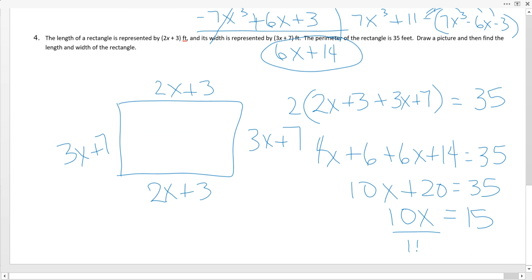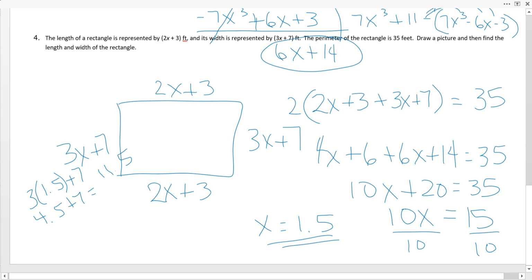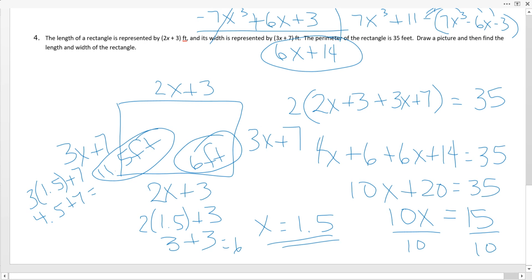Divide by 10. x equals 1.5. That's not what it asked for. So my width is going to be 3 times 1.5 plus 7. So it's going to be 4.5 plus 7 equals 11.5 feet. And then 2x plus 3 is going to be 2 times 1.5 plus 3. 3 plus 3 equals 6. So this one's going to be 6 feet. So there's my length and my width, or vice versa.